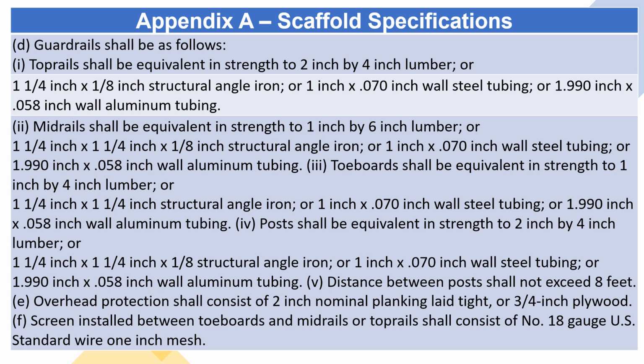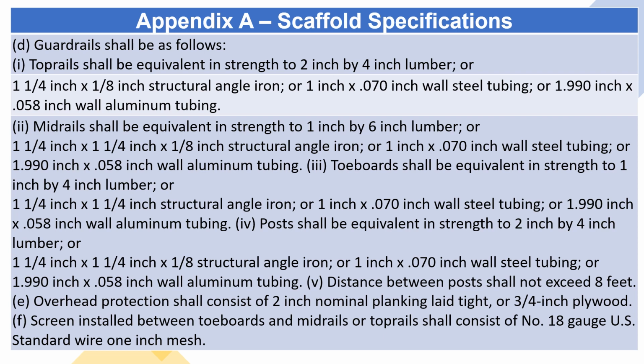3. Toe boards shall be equivalent in strength to 1 inch by 4 inch lumber, or 1 1/4 inch x 1 1/4 inch structural angle iron, or 1 inch x 0.070 inch wall steel tubing, or 1.990 inch x 0.058 inch wall aluminum tubing. 4. Posts shall be equivalent in strength to 2 inch by 4 inch lumber, or 1 1/4 inch x 1 1/4 inch x 1/8 structural angle iron, or 1 inch x 0.070 inch wall steel tubing, or 1.990 inch x 0.058 inch wall aluminum tubing. 5. Distance between posts shall not exceed 8 feet.